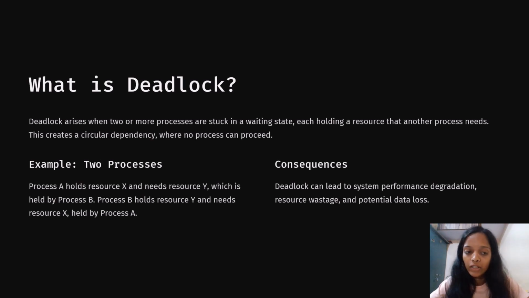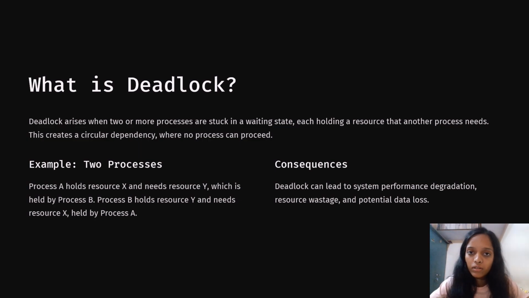What exactly is deadlock? Deadlock arises when two or more processes are stuck in a waiting state, each holding a resource that another process needs. This creates a circular dependency where no process can proceed. Example: let us consider two processes. Process A holds resource X and needs resource Y, which is held by process B. Process B holds resource Y and needs resource X, which is held by A.